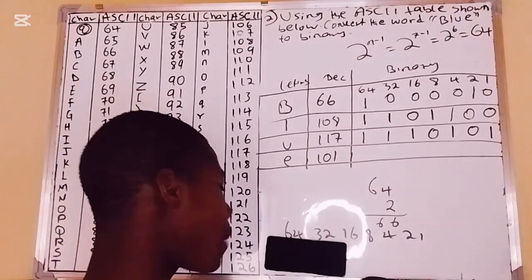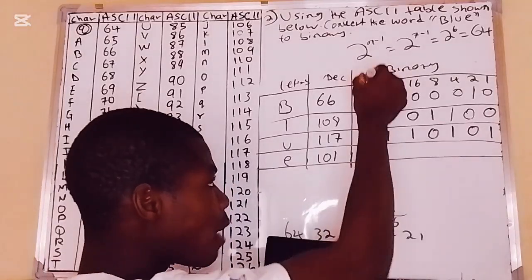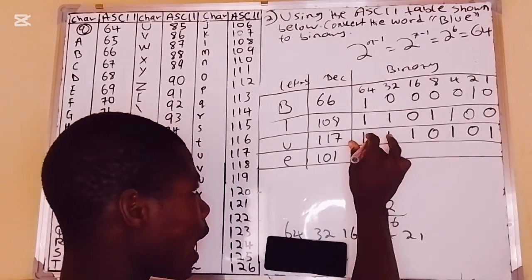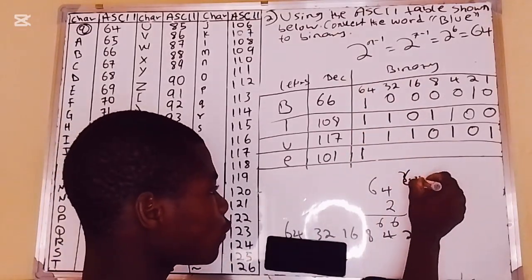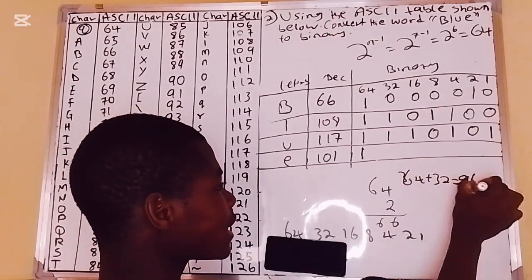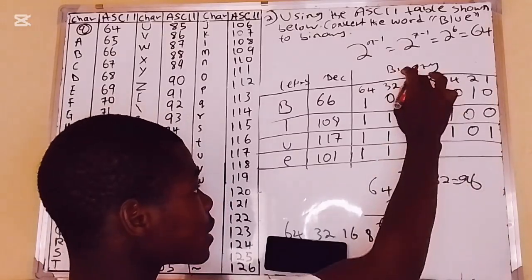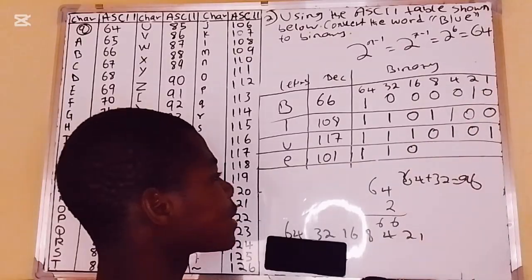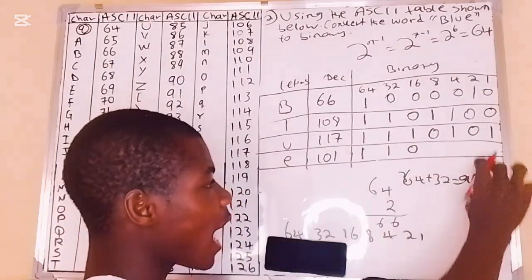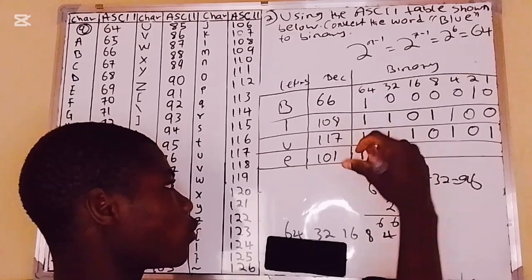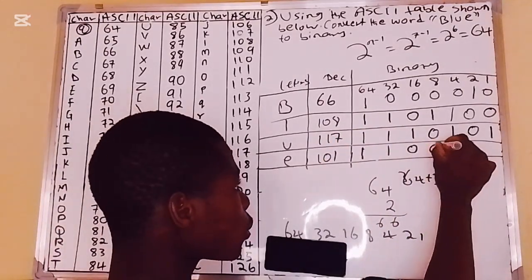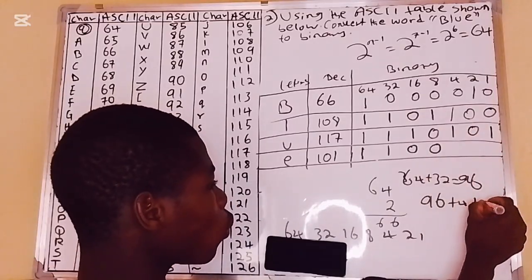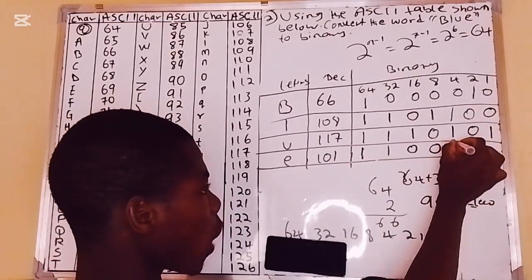The next thing is that I'm going to find 101, and I must include 64. So therefore, this will be 1, and I must include it because 64 plus 32 will give me 96. If I say 96 plus 16, it will not give me 101, so it will become 0. So if I say 96 plus 8, what shall I get? It will be more than 101, so it becomes 0. But if I add 96 plus 4, it will give me 100, so therefore it is less. So I will say 1.